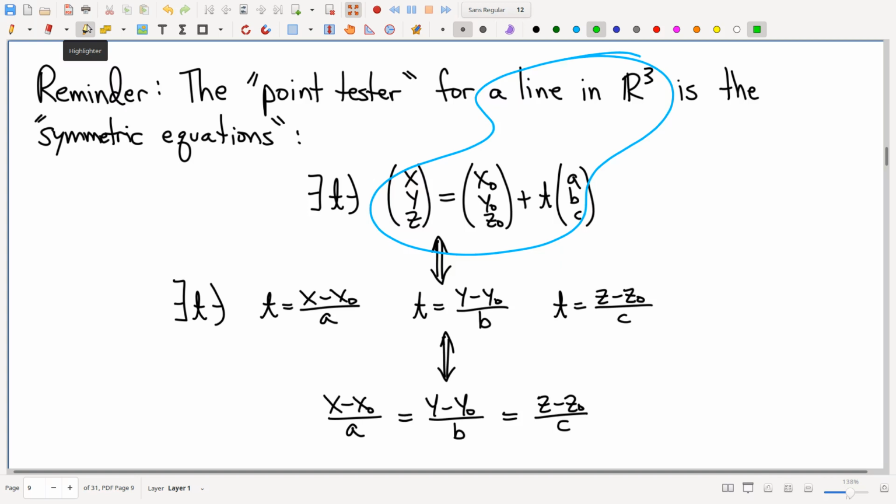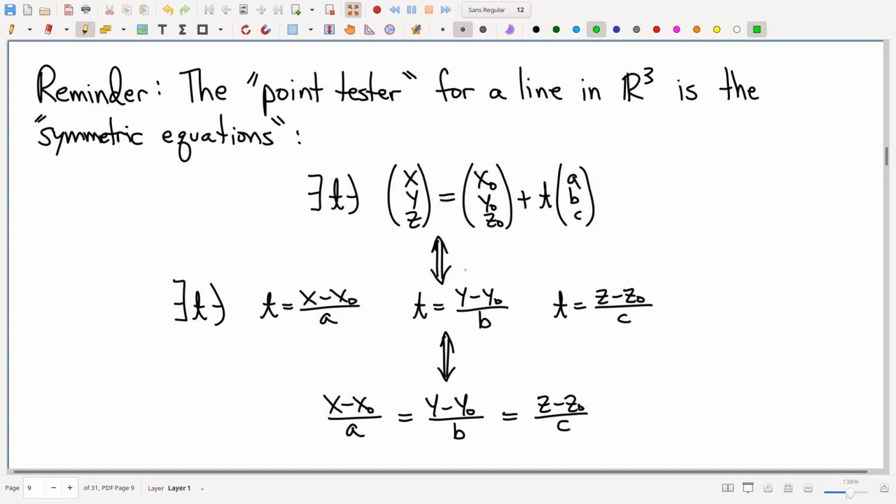So what if you want something that plays the role of an equation? What if you want a point tester for a line in R3? What is the test? Not a generator, but a test. And it's going to end up being this thing called the symmetric equations. So let me explain how you turn a parameterization into a tester, into the symmetric equations.